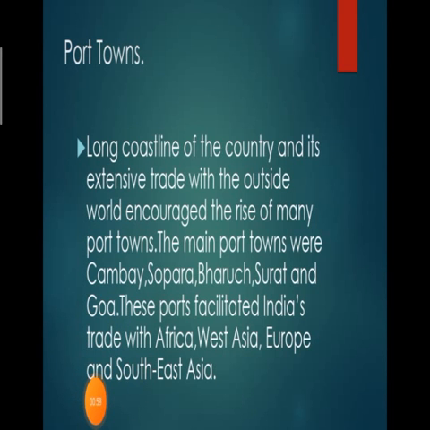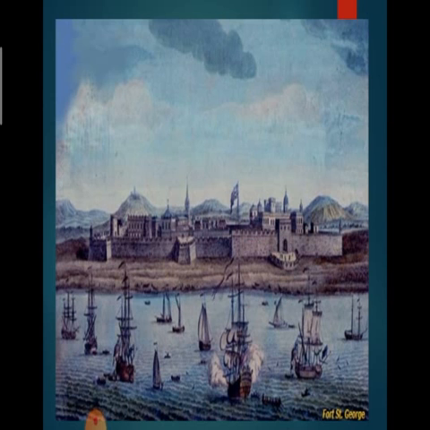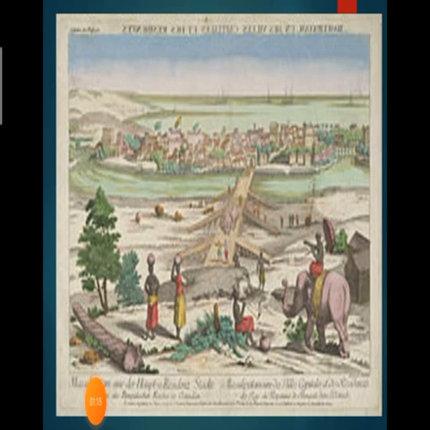Next is port towns. The long coastline of the country and its extensive trade with the outside world encouraged the rise of many port towns. The main port towns were Bombay, Supara, Bharuch, Surat and Goa, located on the western coast, while Tamralipti and Masulipatam were important ports on the eastern coast. These ports facilitated India's trade with Africa, West Asia, Europe and South Asia.